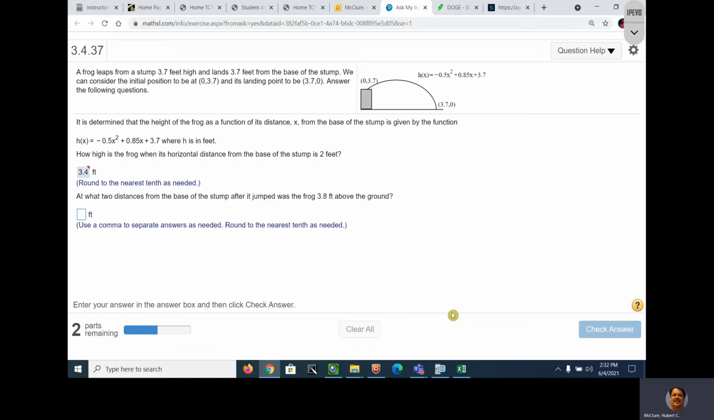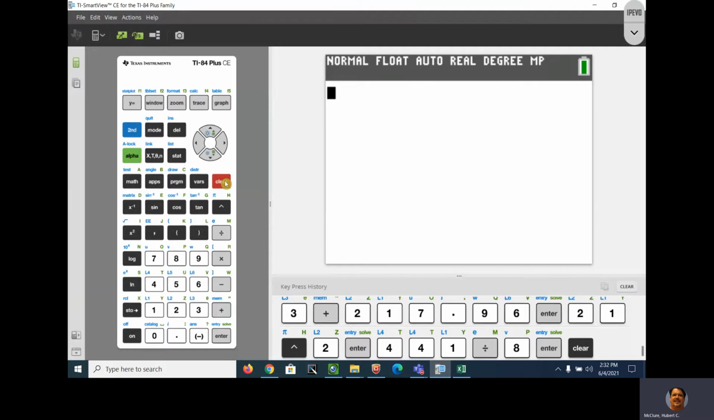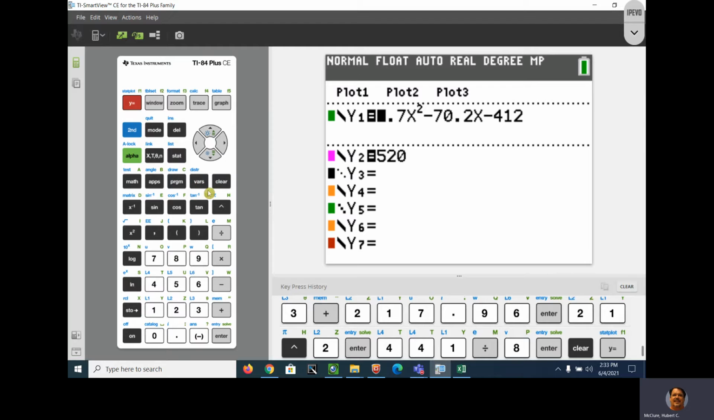And the function is h of x or f of x, whichever you want to put, is equal to negative 0.5x squared plus 0.85x plus 3.7. And that is the function of this trajectory. Now, the first thing I'm going to tell you to do is plot it on your calculator. First thing I'm going to tell you. Remember, this is a test question. Y is equal to, and I'm going to clear these out.